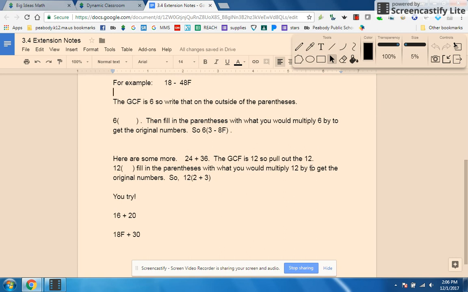Okay, let's try another one. 24 plus 36. The biggest number that goes into 24 that also goes into 36 is 12. So that's the greatest common factor. So you're going to pull out the 12, put it on the outside of a pair of parentheses. Now figure out what times 12 gives us 24. That's 2. So that's where this is coming from. What times 12 gives us 36? That's 3. Bring down the plus sign. So I get 12 parentheses 2 plus 3.